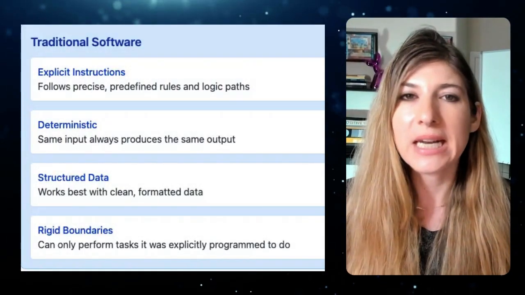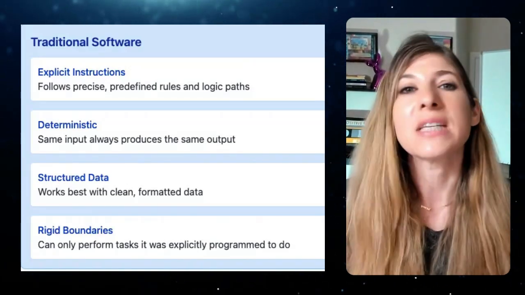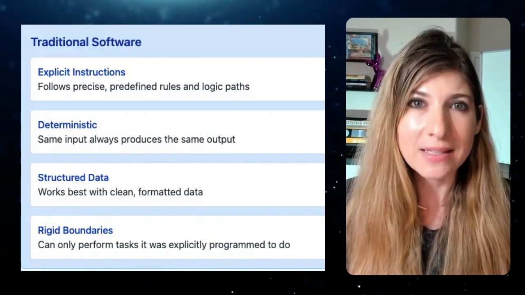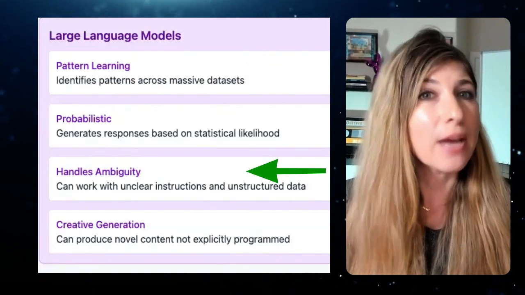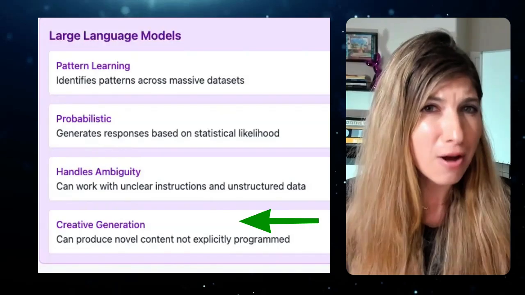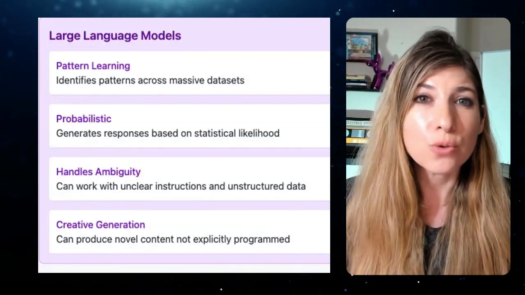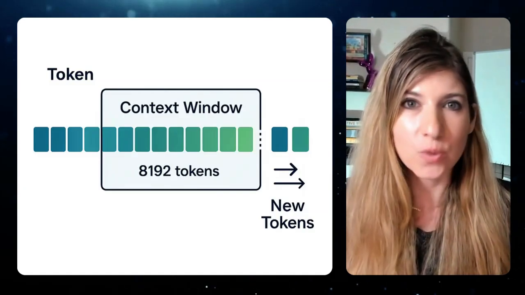It's important to understand how LLMs differ from traditional software. First off, traditional software follows explicit instructions and produces predictable outputs, very deterministic. On the other hand, LLMs learn patterns, handle ambiguity, and can generate novel content. This distinction matters because it affects when you use each type of tool in your business. So now let's cover some core concepts that will help you understand how these systems work and how to use them effectively. First up are tokens and context windows.